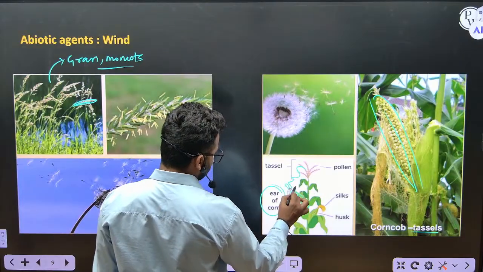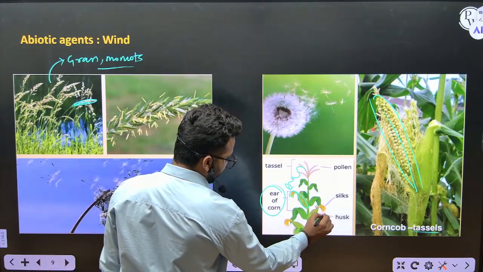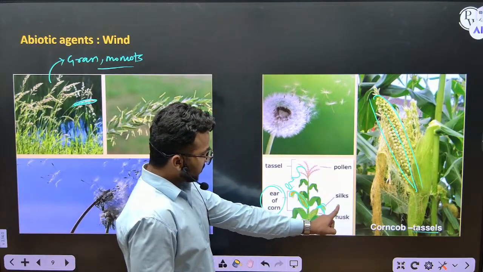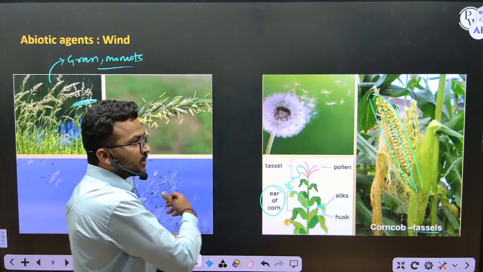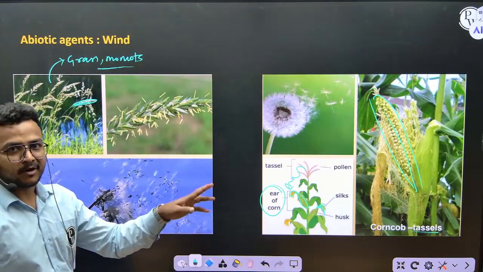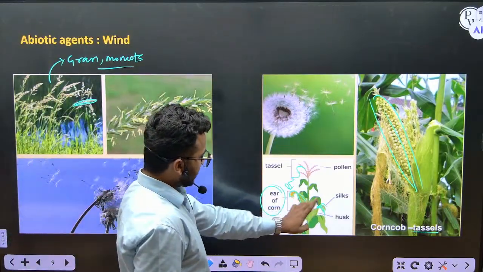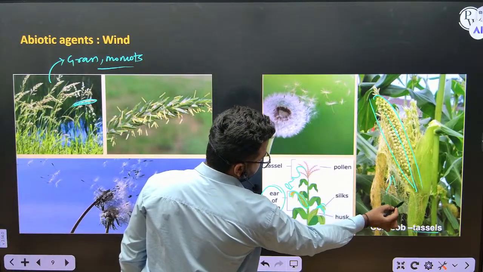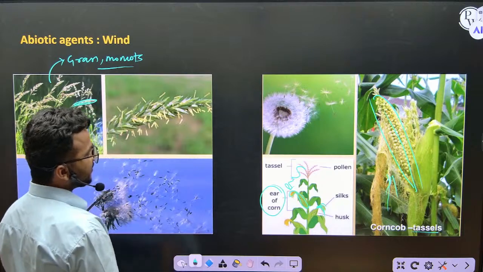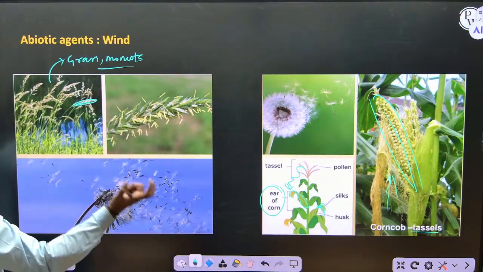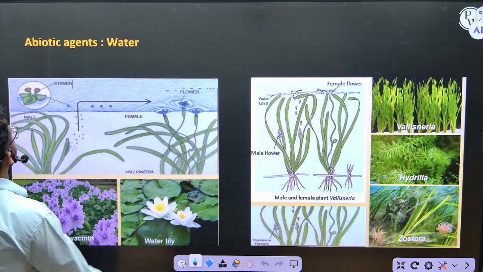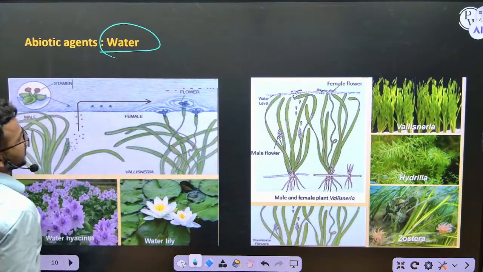So these pollens, these are feathery. You can see here, these feathery hair-like structures are there, and they can hold the airborne pollen grains easily. So it is a modification, it will be like this. You can see these hair-like structures, and it is due to this, to catch or trap the pollen grains. That is wind pollination.